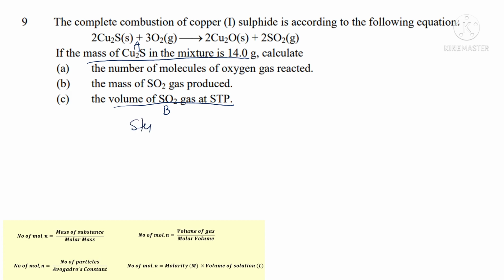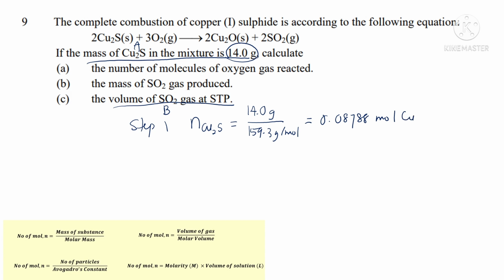So step number 1, we need to find the number of moles of copper sulfide because we are given the mass of copper sulfide, so we use the formula mass divided by molar mass of copper sulfide to find the number of moles of copper sulfide as 0.08788 mole of copper sulfide.